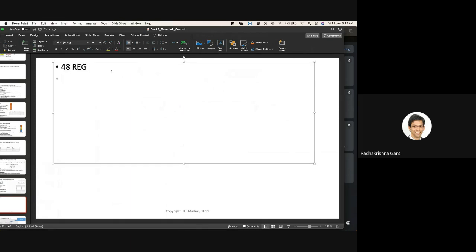48 REGs are there. So the number of CCEs will be equal to 48 by 6, which is equal to 8 CCEs. L is equal to 6, which implies the number of REGs per REG bundle is equal to 6. So essentially the number of REG bundles per CCE will be 1. Okay, this is clear. Now this part is clear.